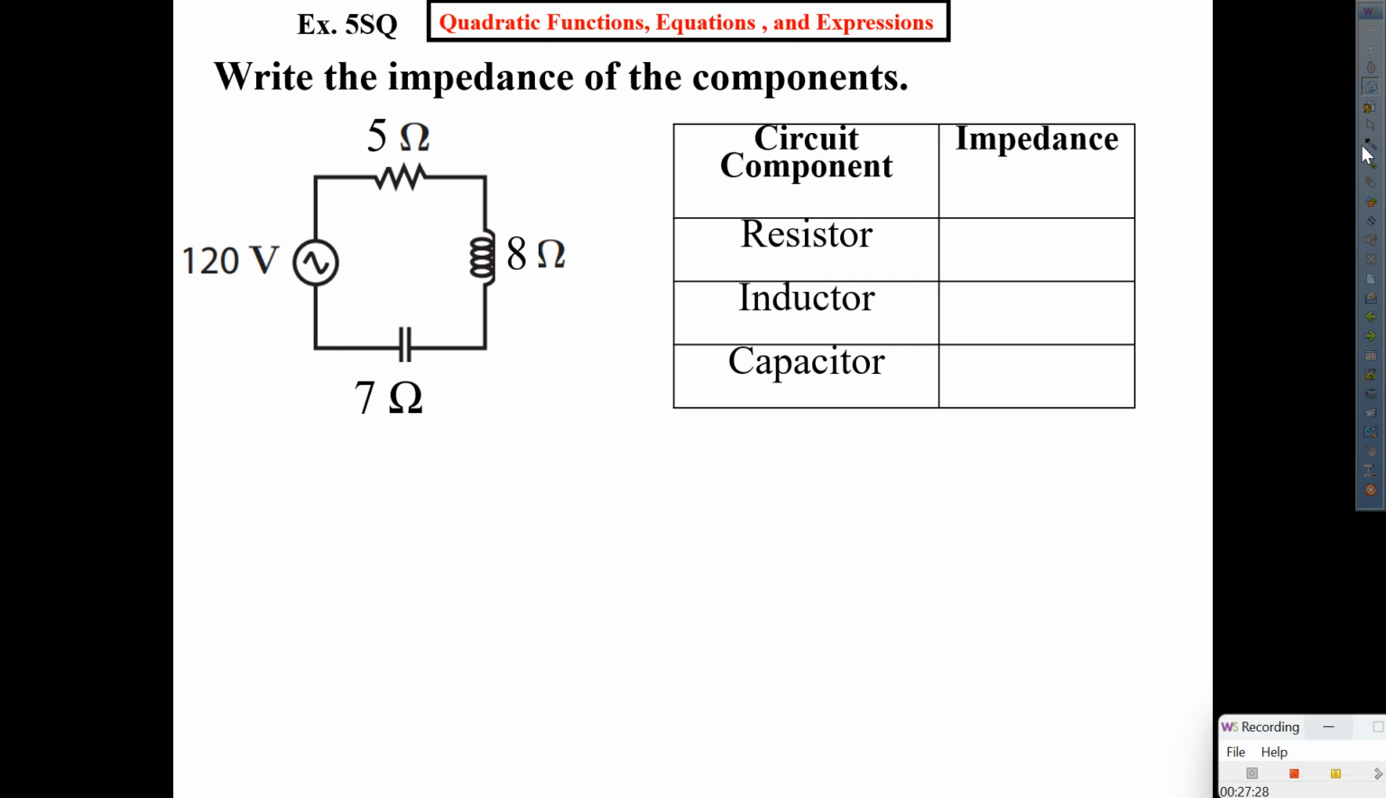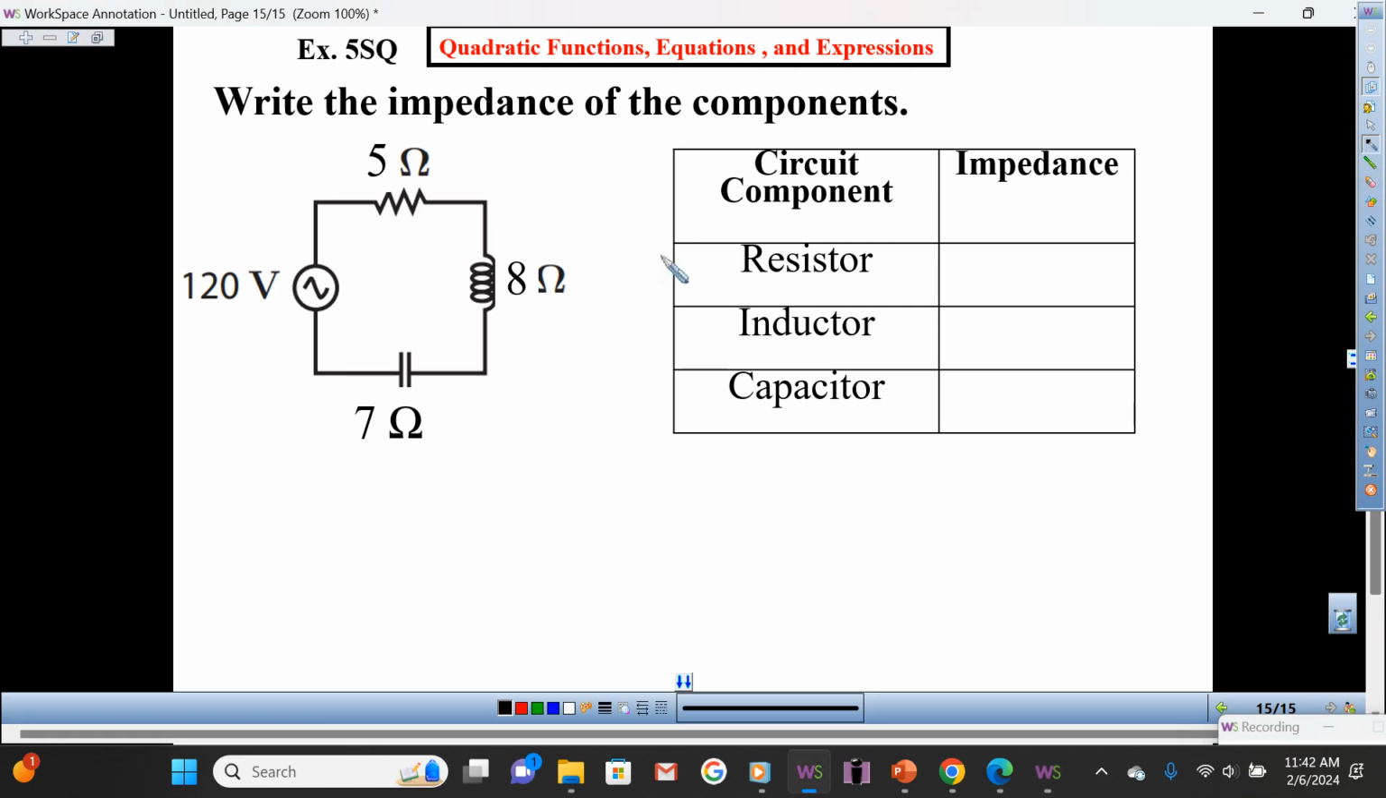All right. Bree, help me with this one. Help me label it. 5 resistor. 8 is the inductor. 7 capacitor. Okay. Hands, have you got that?